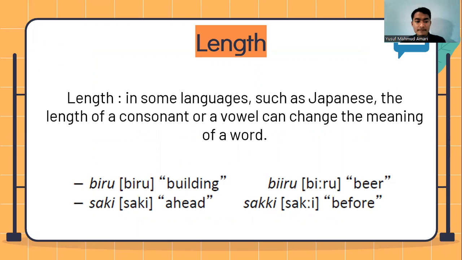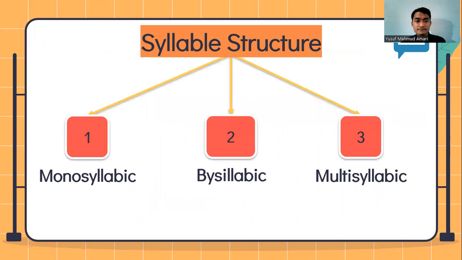Okay, such as biru, that means building, but biru, it means beer. So it changes the meaning. Like saki, that means ahead, and saki means before.